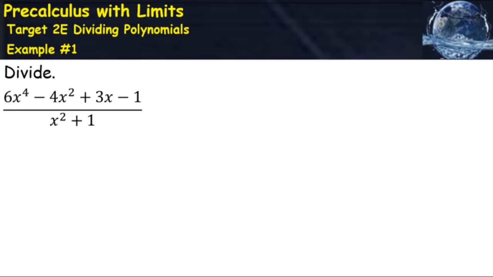So for this particular problem, we have to divide, and I'm sorry, this is a target 2E dividing polynomials retake video. Because of this square, I have to use long division. I'm not able to use synthetic division. So I'm going to put x squared plus 1, and then I'm dividing by 6x to the 4th minus 4x squared plus 3x minus 1.